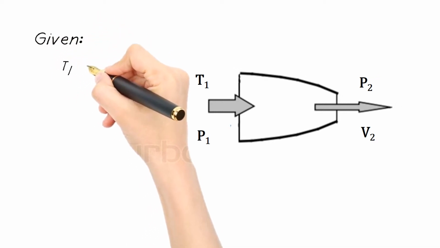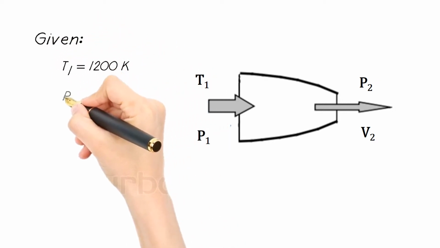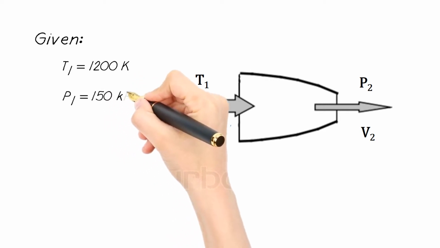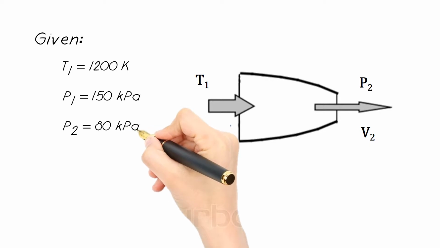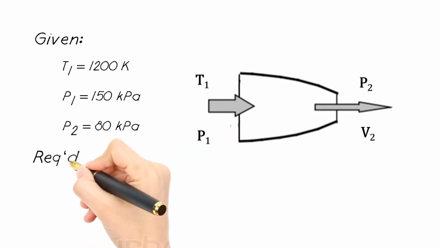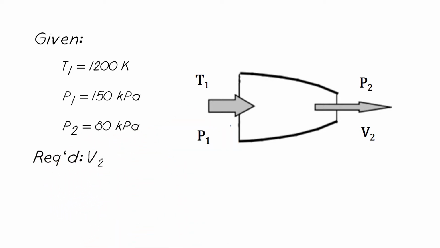At state 1, we are given 1200 Kelvin and 150 kPa of air. At state 2, the exit pressure is 80 kPa. We are required to find the exit velocity of the system.